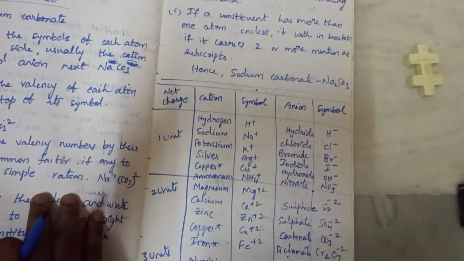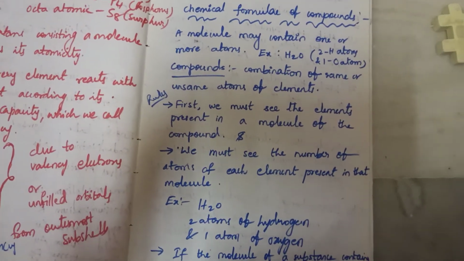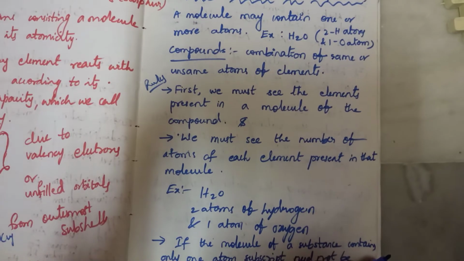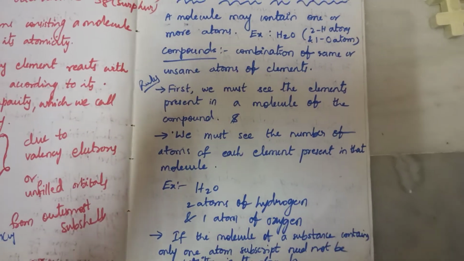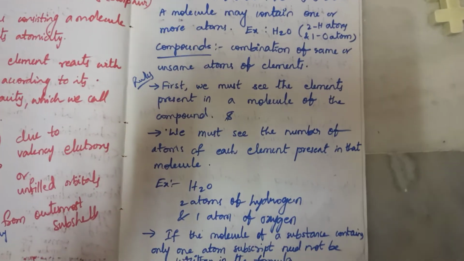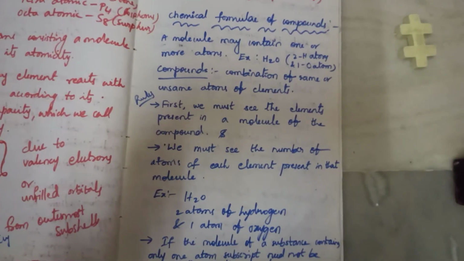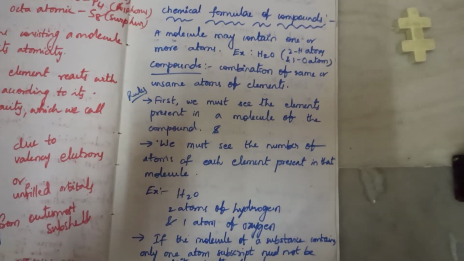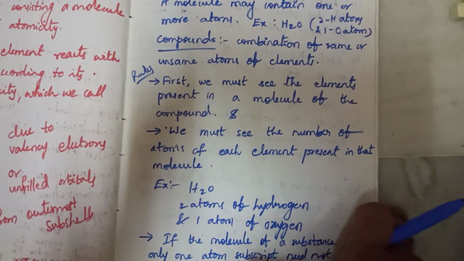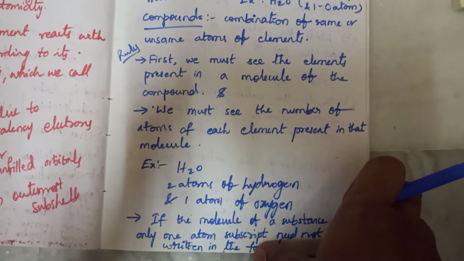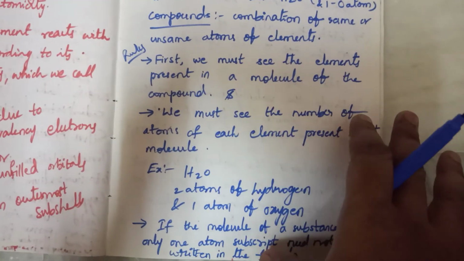We know sulfuric acid, we know sodium carbonate. How are those names given by scientists, and how can we understand and name those? For that, first I am taking sodium carbonate as an example, and we need some rules.